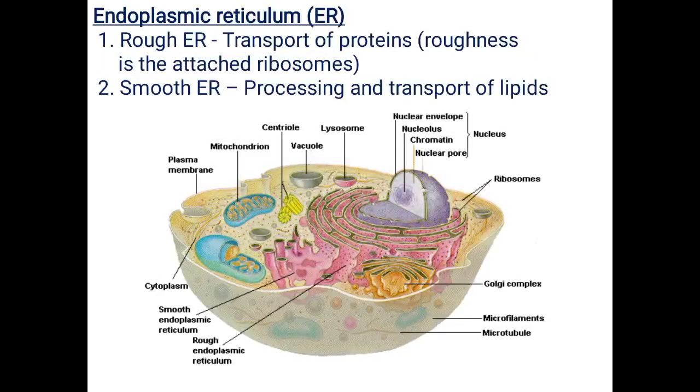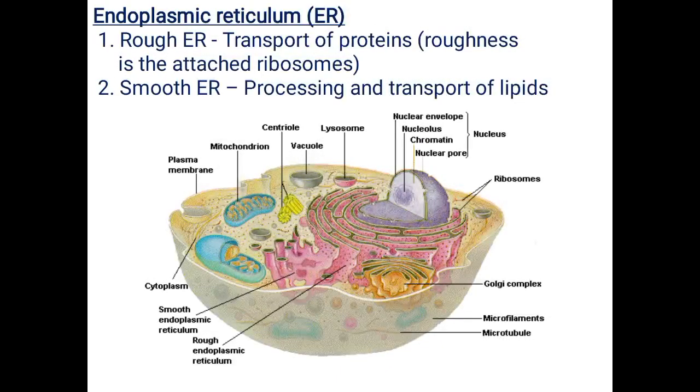Then endoplasmic reticulum. The endoplasmic reticulum in the cell will be present in two different forms. One is rough endoplasmic reticulum, another is smooth endoplasmic reticulum. Rough endoplasmic reticulum appears rough in nature because of the presence of ribosomes on its surface. The ribosomes are attached to their surfaces, so they appear very rough. They are mainly helpful in transport of proteins. Proteins are synthesized by the rough endoplasmic reticulum.